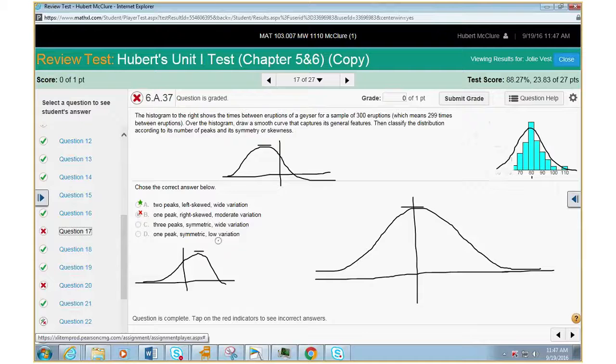Wide variation means all over the place. Low variation means what? Tighter. 1 peak, symmetric is that. 3-piece, this is all over the place. 1 peak, right, skewed, is that one. 2 peaks, left skewed, that one right there, but this one has 2 peaks, so it's got one right about there too. Okay? So that's kind of just interpretation.